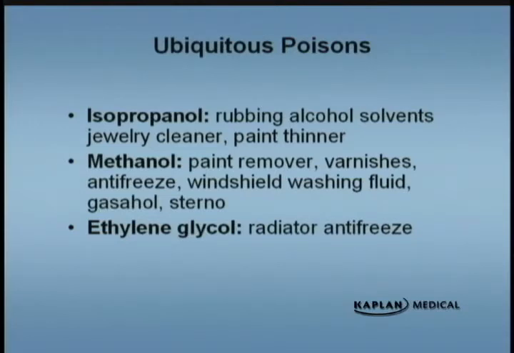These materials are present in several different products. Isopropyl alcohol is rubbing alcohol. It's also seen in varnishes and paint thinners, jewelry cleaners. Methanol is a typical substance that's found in window washing fluid for cars, as well as Sterno and certain varnishes. And ethylene glycol, that's the stuff that's typically in your car for antifreeze.